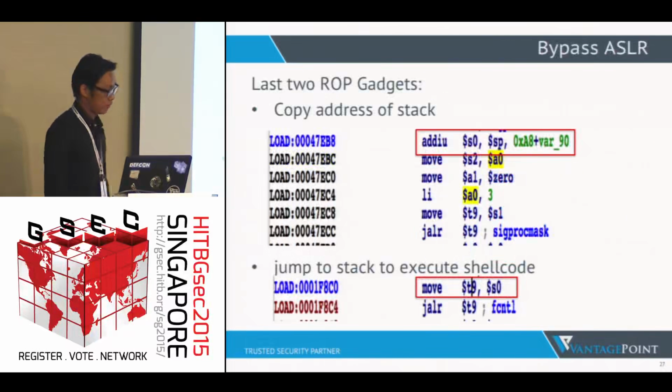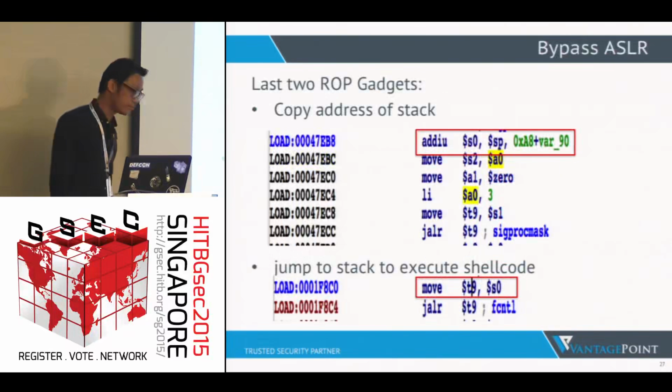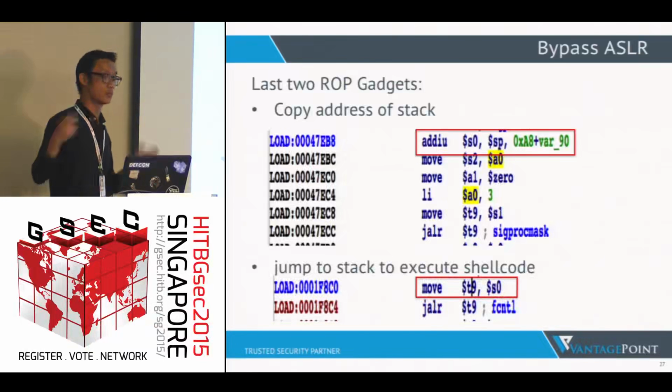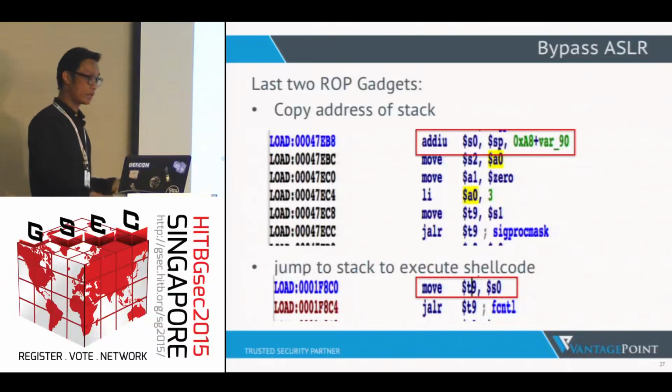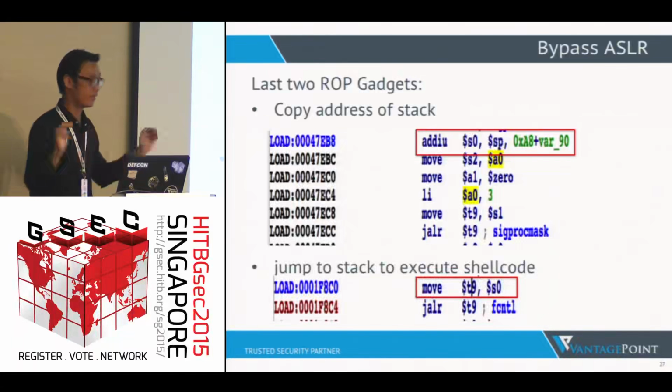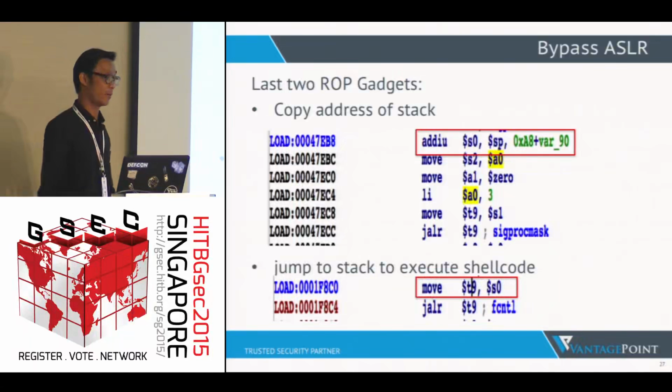To do this, we need 2 more ROP gadgets. One is to copy the address of the stack, because we want to know where to jump back to. And the second one is, of course, to jump to the exact stack address to execute the shellcode. Because you need to call the sleep function, you need to call ROP gadgets. This results in kind of bypassing ASLR, which is a common problem.